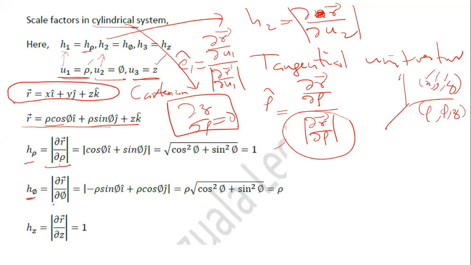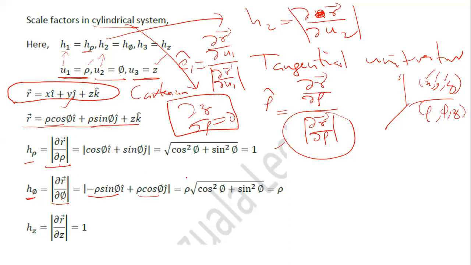So this will be del r upon del phi, and take the magnitude of that. If you differentiate this del r with respect to phi, rho is constant with respect to phi. Here what you can differentiate is cos phi. Differentiation of cos phi is minus sine phi. So here you see rho minus sine phi. And similarly, differentiation of sine is cosine, so rho still remains there, rho cosine phi.